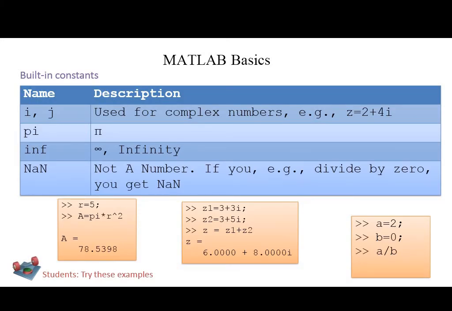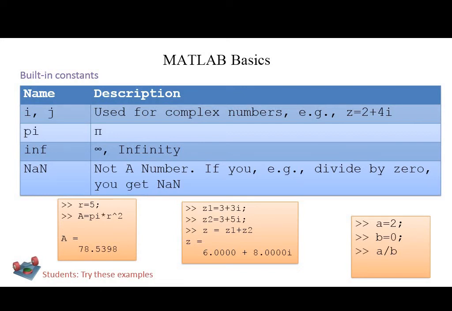So moving forward into the MATLAB basics. The i and j variables are built-in constants used for complex numbers, for example z = 2 + 4i. pi is used for pi, and infinity is used as inf. And if you divide by 0 in MATLAB, you will get not a number, NaN. So these are the built-in constants.